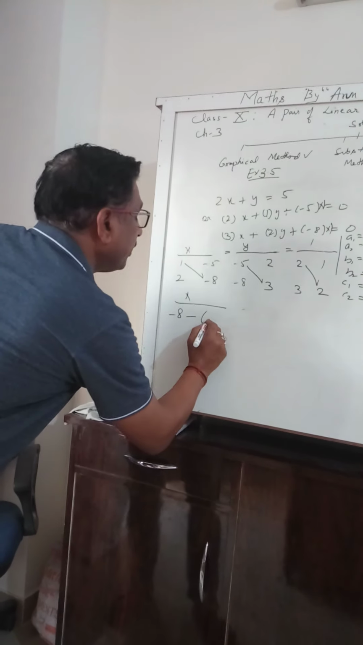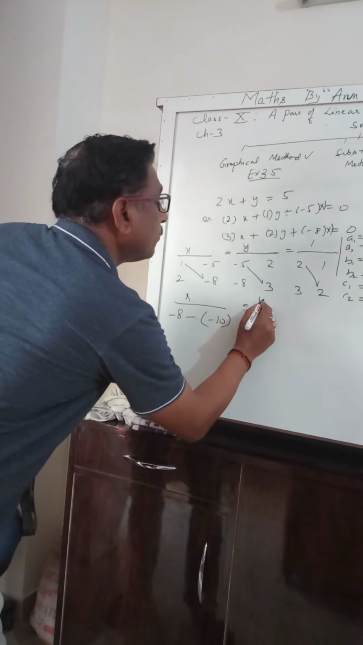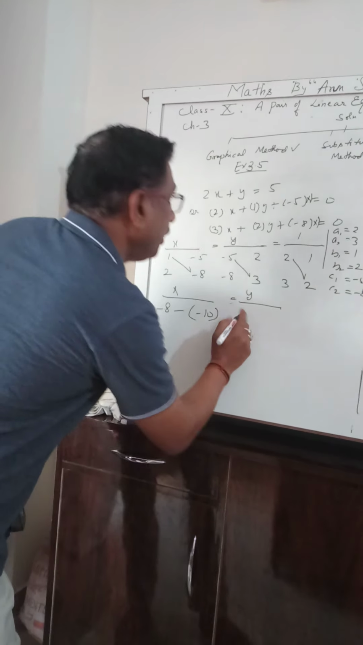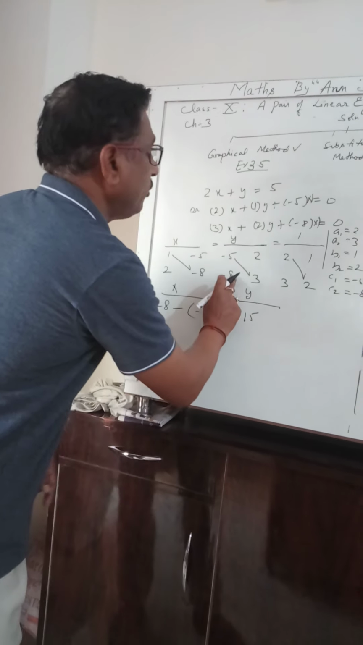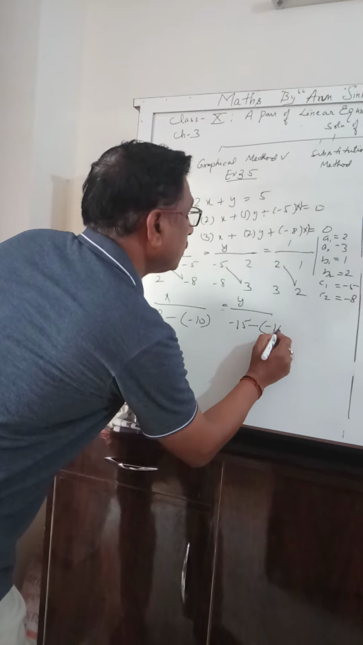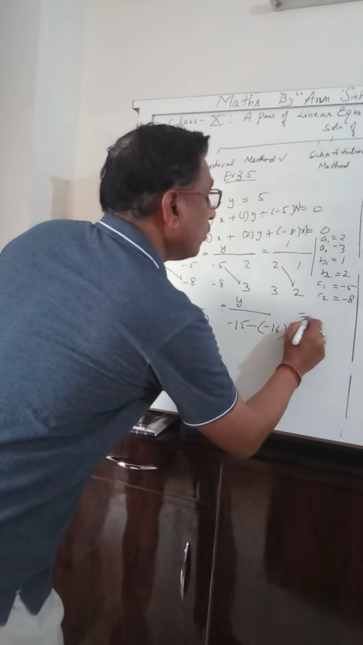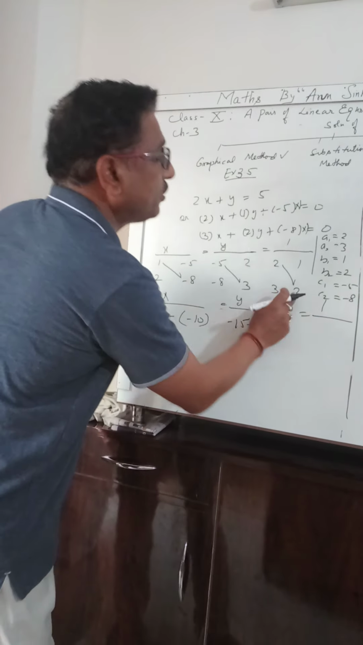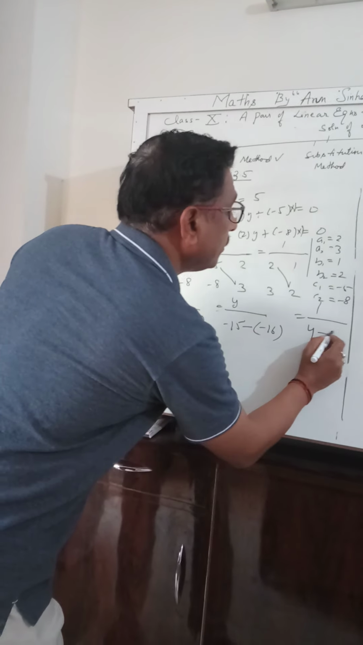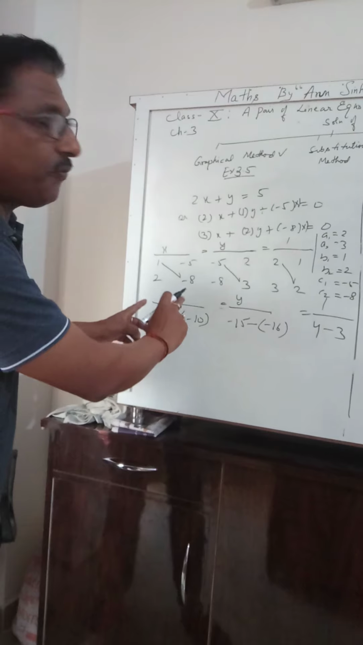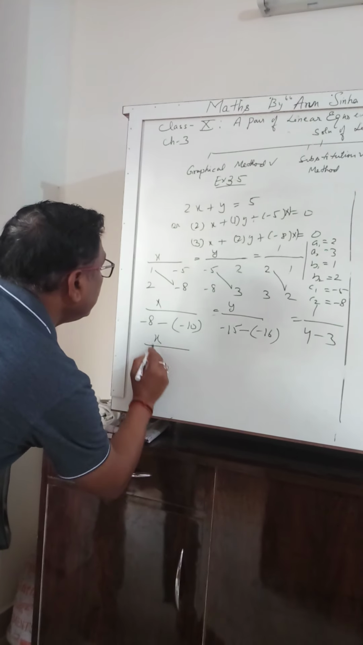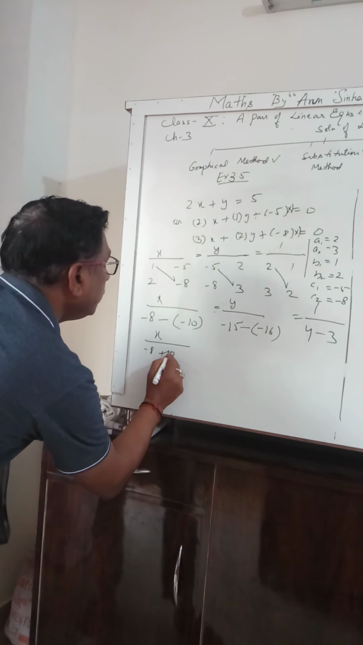2 into minus 5, that is minus 10. For y, you can start with this one. Minus 5 into 3, minus 15. Then you multiply this side in bracket, so minus 8 into 2, minus 16. Okay, children. Then 1 upon, you start with this one: 2 into 2, 4, minus 3 into 1. Now to get the value of x, take this term and constant. What will you get? x upon minus 8 plus 10.